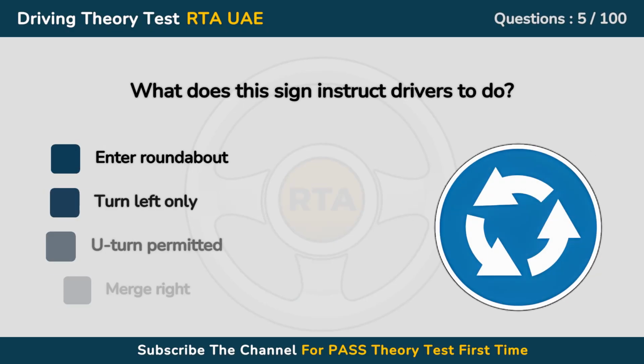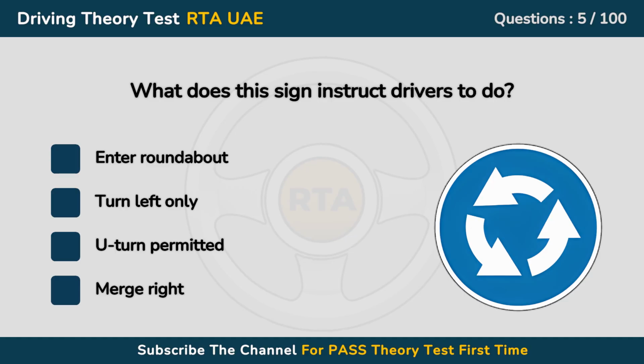Question 5. What does this sign instruct drivers to do? A. Enter roundabout. B. Turn left only. C. U-turn permitted. D. Merge right.